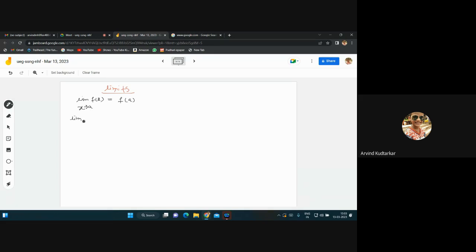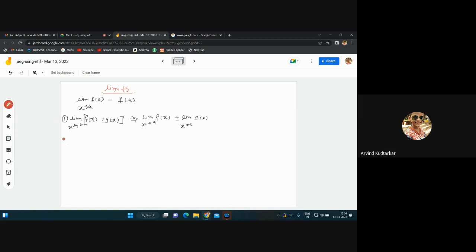So limit of f of x plus minus g of x as x tends to a. What does it mean? Limit of sum or difference of functions is equal to sum or difference of their limits. So what does this first result mean? Where will you apply the limit? You will apply it on the function. So limit as x tends to a of f of x plus minus limit of g of x as x tends to a. This is the limit of sum or difference.